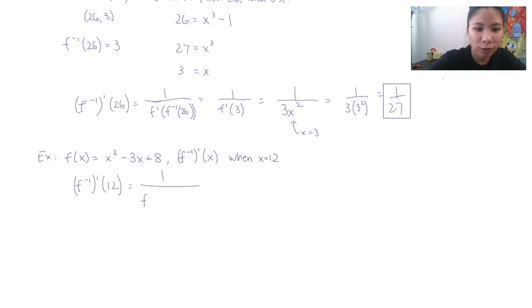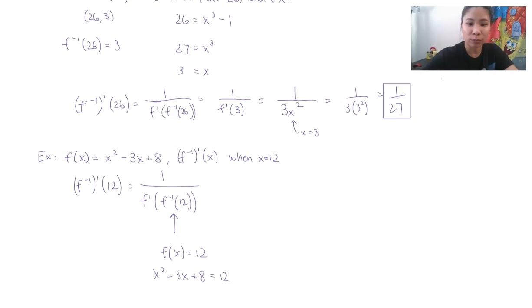So first we need to find the stuff on the inside of the parentheses here, the inverse when x equals 12. So this part right here. This means that if the inverse has an x value of 12, that means the original function has a y value of 12. So we're going to set our f of x, which was x squared minus 3x plus 8, equal to 12, and solve for x from here.